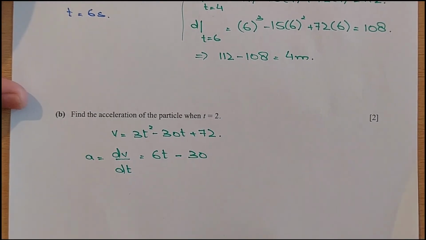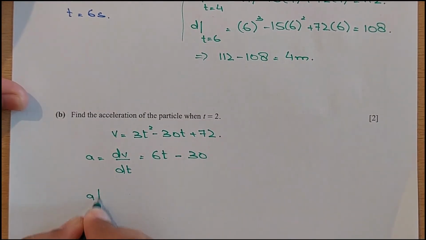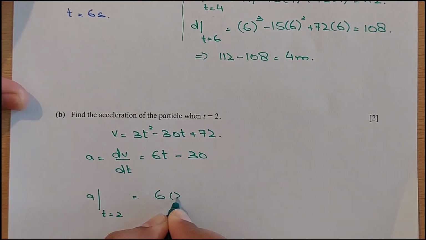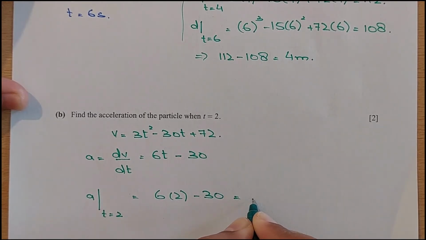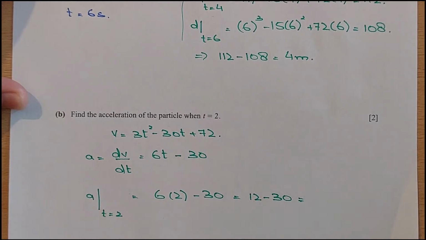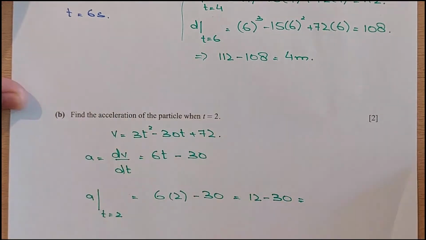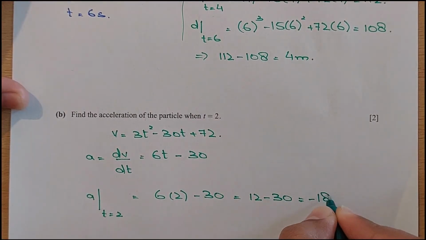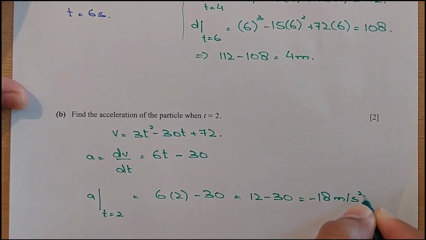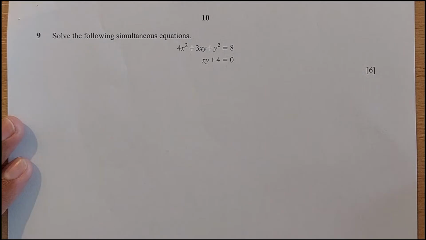So we need to find the acceleration at time t equals 2. 6 times 2 is 12, minus 30. Let me check, 12 minus 30 is, I guess, negative 18 meters per second squared. That is the acceleration.